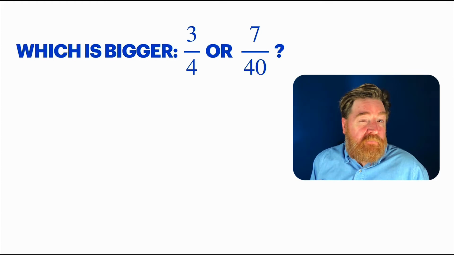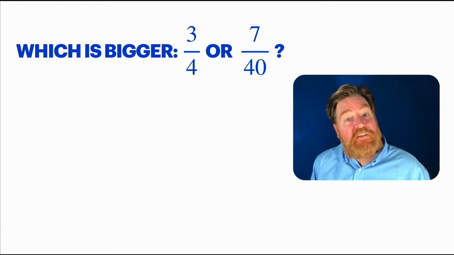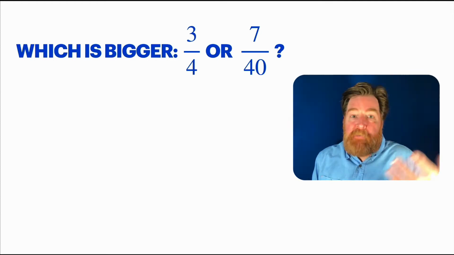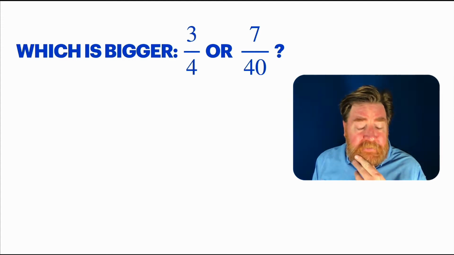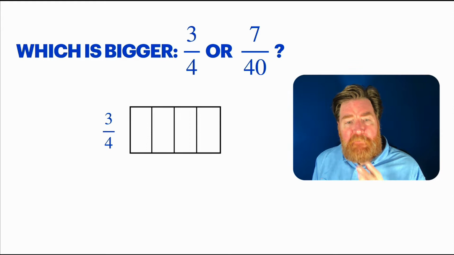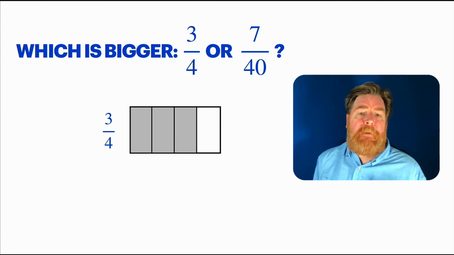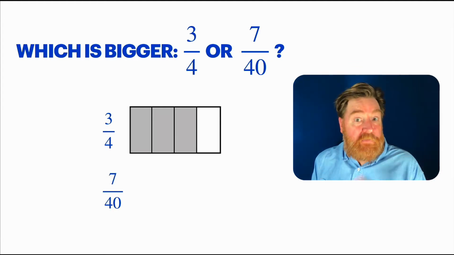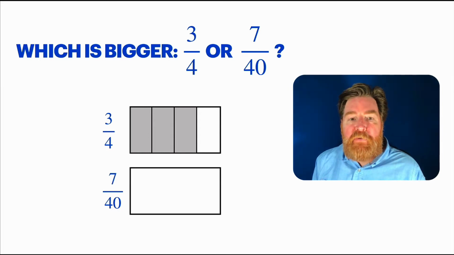How about this? What's bigger, 3/4 or 7/40? Tell you what, let's do the bars one more time. Let's see how they look. There's 3/4, 4 equal pieces, shade in 3. Now 7/40, of course, we're going to benchmark. So we'll do that quickly.